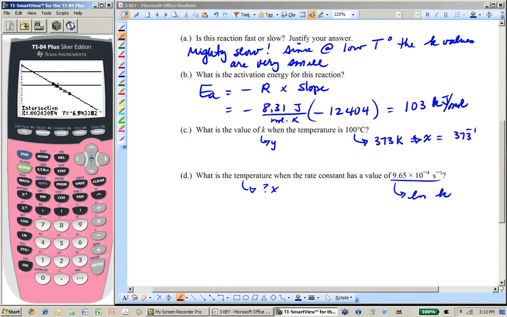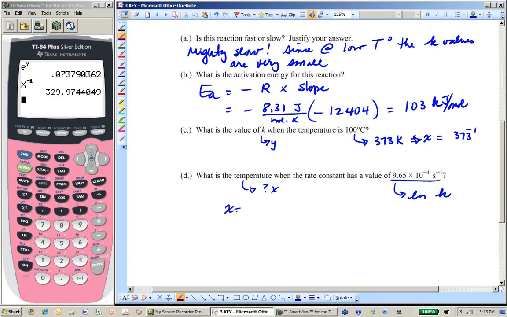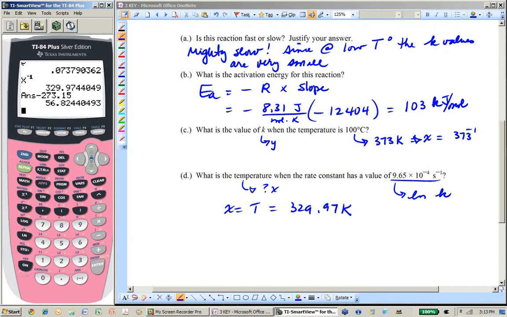So now we know that is stored as X, and I just need its reciprocal. So second quit. Use that button to get my X. Get the reciprocal of it with the reciprocal button. Try that again. Yes. Enter. X equals temperature equals 329.97 Kelvin. So subtract 273.15 because I added those in that way in the beginning, and I got there. 56.8 degrees Celsius.